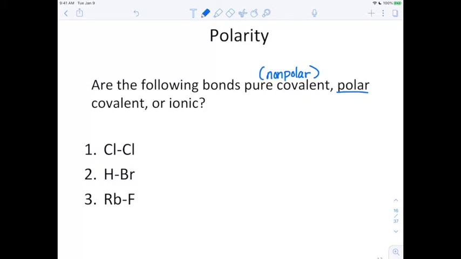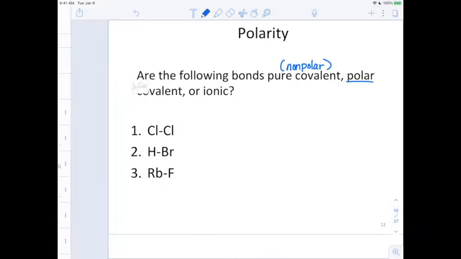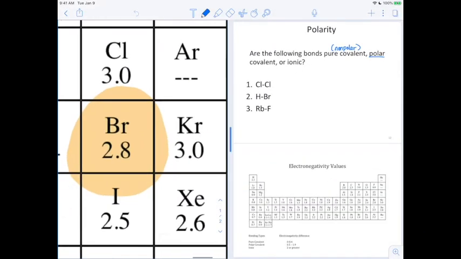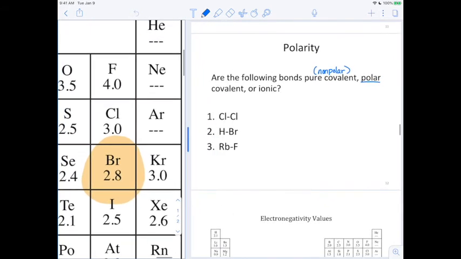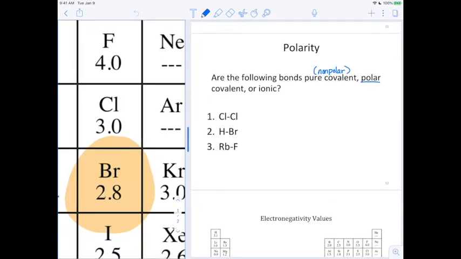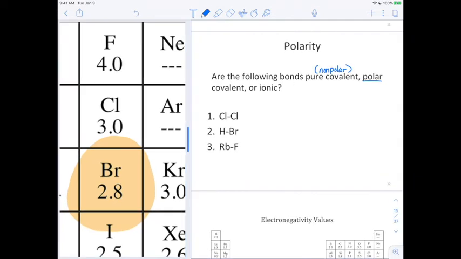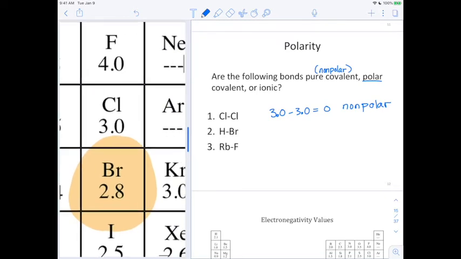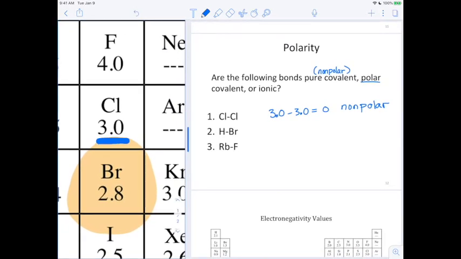So let's start off with our chlorine. All right, so chlorine is a 3.0. So what I'm going to do is say 3.0 minus 3.0, because they're both chlorine. They both have the same electronegativity. So this is going to be 0. So this would definitely be, and I'm going to go ahead and call it nonpolar over here. So any questions on what I did there? I subtracted the 2 electronegativity values, but since they were both chlorine, they were both 3.0.